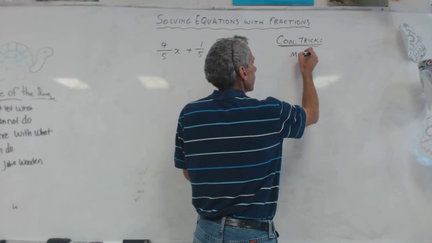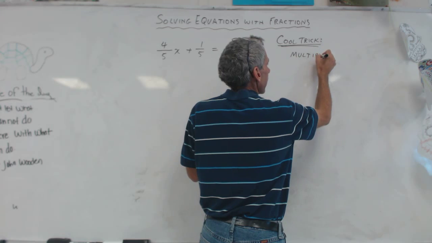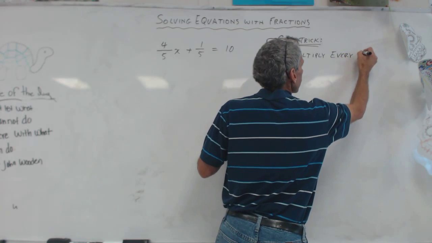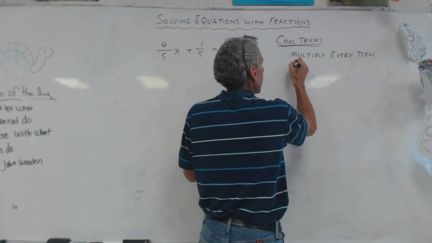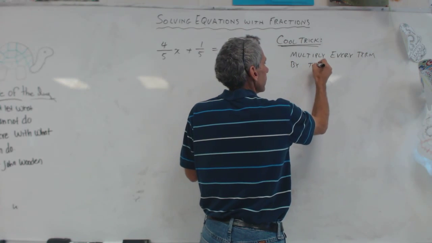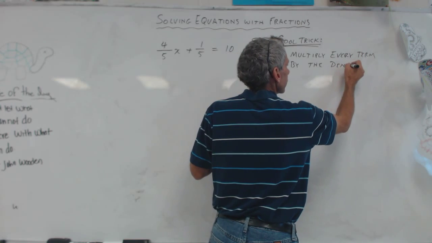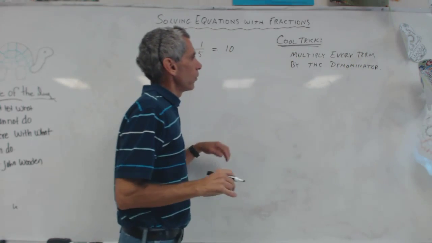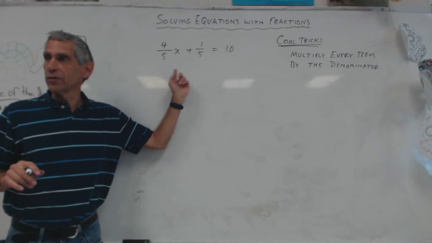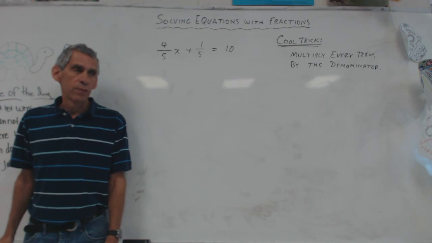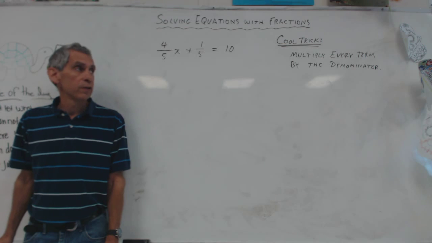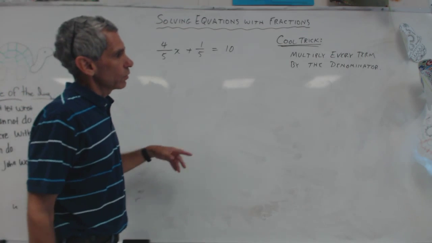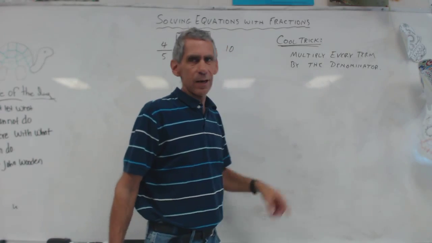So this is the cool trick. Multiply every term by the denominator. So today we're focusing on ones where the denominators are the same, okay? And then maybe tomorrow we'll talk about them when they're different. But the main thing is to just get used to this little trick. So it says multiply every term by the denominator.